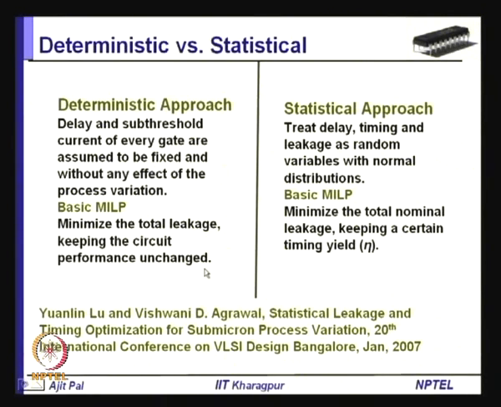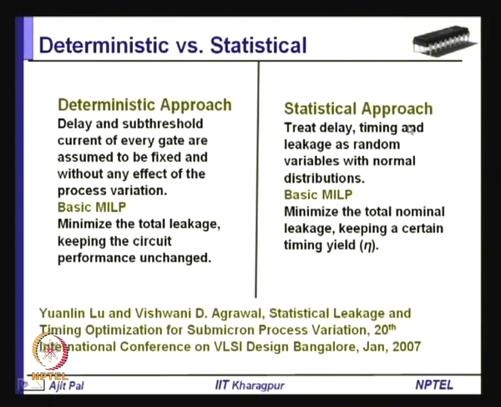Now, I shall tell about a paper which has been recently published by Liu and Agarwal, statistical leakage and timing optimization for submicron process variation. It has been published in the VLSI design conference in the year 2007. So, this is the traditional deterministic approach, where delay and subthreshold current of every gate are assumed to be fixed and without any effect of process variation, and the basic MILP is to minimize the total leakage, keeping the circuit performance unchanged. So, this is how the integer linear programming is done for the deterministic approach.